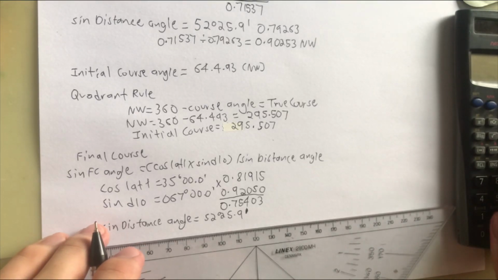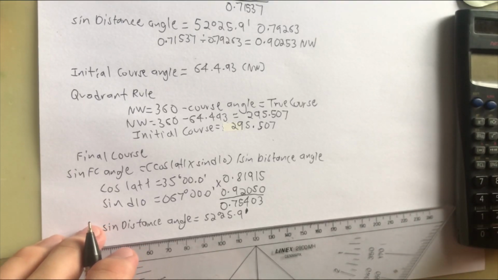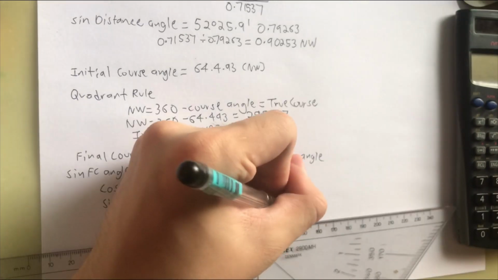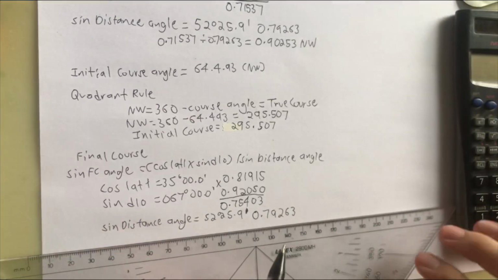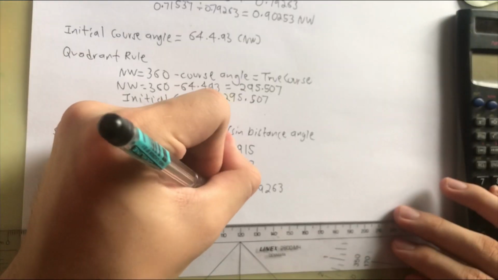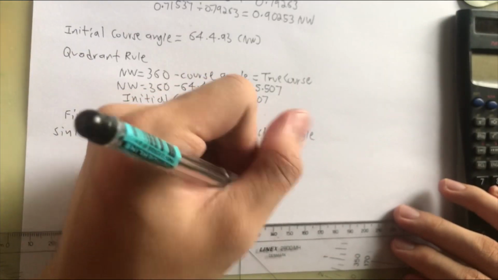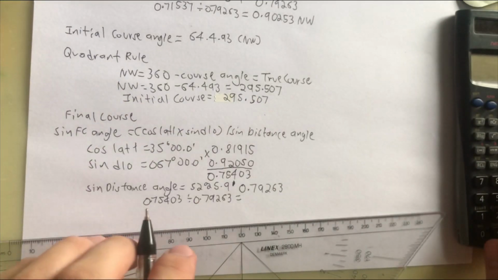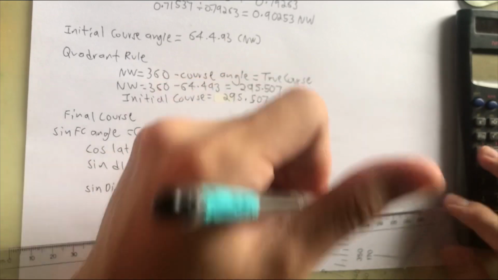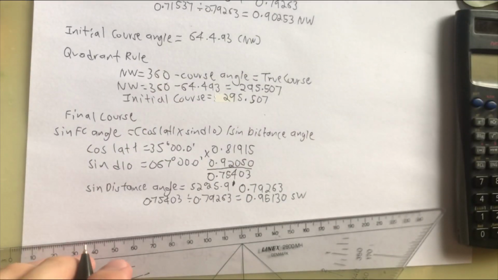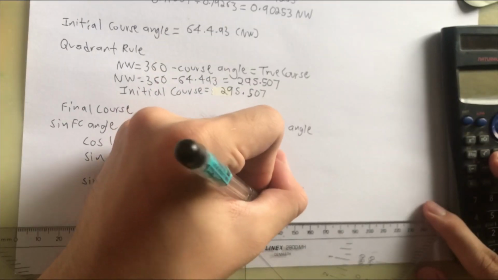The sin distance angle is equals to 52 degrees 5.9 minutes. The answer is 0.79263 if we compute it in the calculator. The next is we will divide 0.75403 divided by 0.79263. The answer is 0.95130 southwest. The next is we will compute in the calculator.